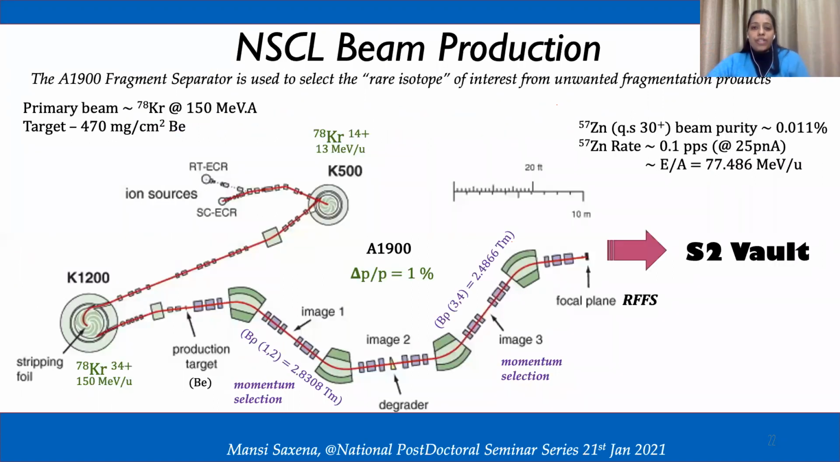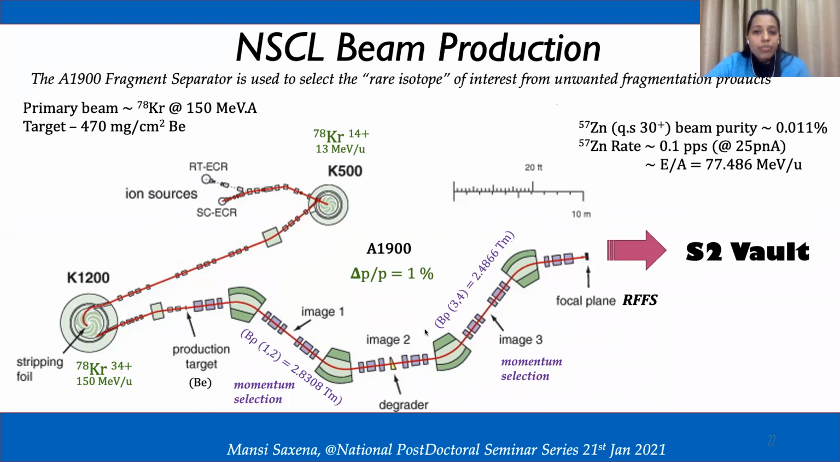So moving to the actual experiment, the experiment was performed at NSCL last year in March. The primary beam of 78 krypton was initially accelerated to about 150 MeV per nucleon, having a charge state of about 34 plus using this coupled cyclotron facility. The primary beam then hits the production target, which was 9 beryllium, and it undergoes projectile fragmentation.